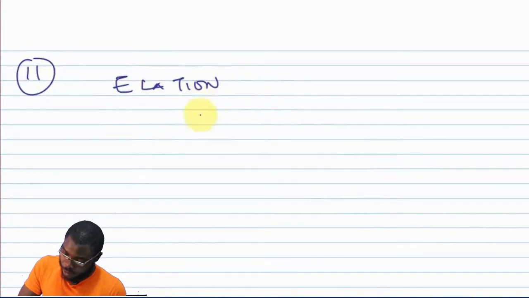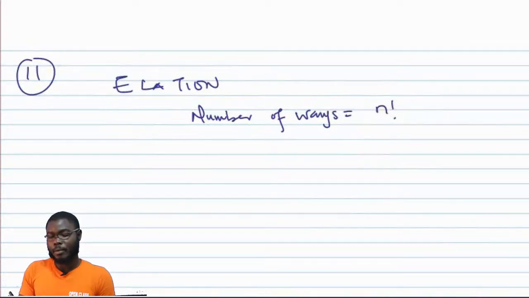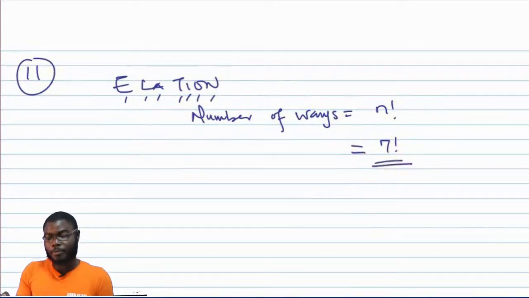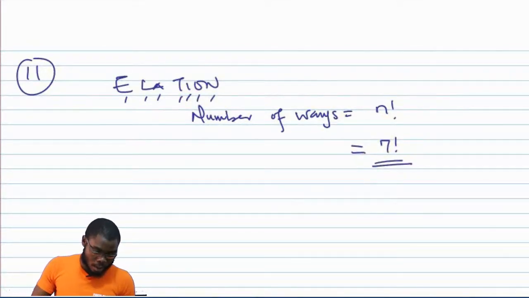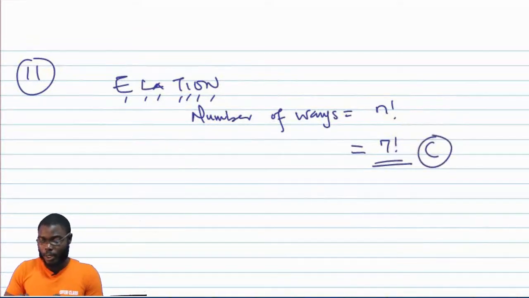The number of ways here equals n factorial, where n is the number of characters here. So here n equals 1, 2, 3, 4, 5, 6, 7. So you have it to be equal to 7 factorial. If you look at your options, your answer is C, which is 7 factorial.